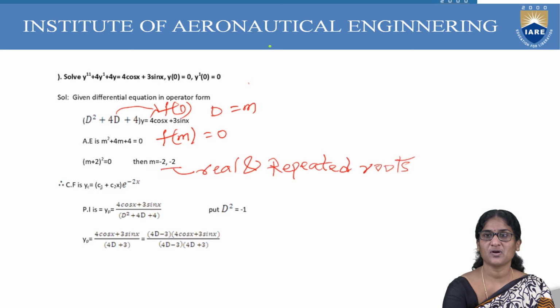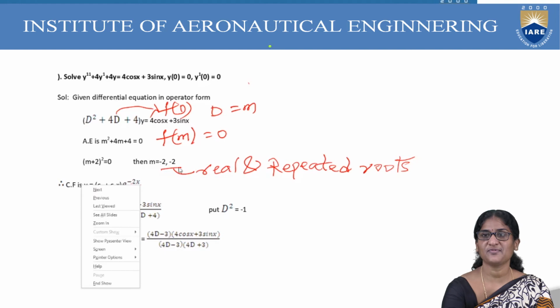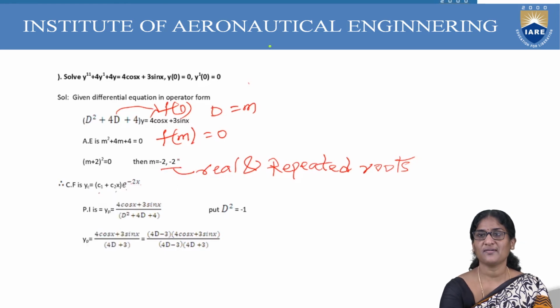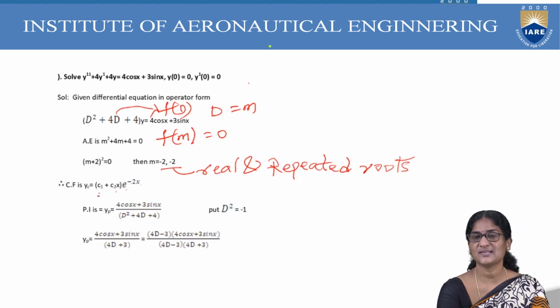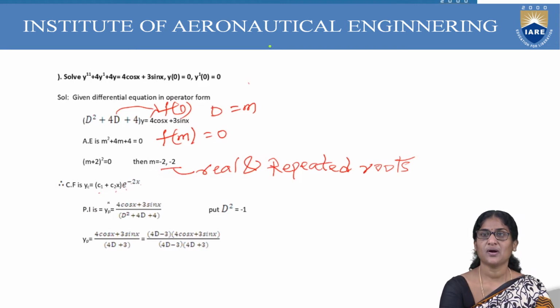Now, how to find the complementary function? It is c1 plus c2x, e power minus 2x. Suppose if you have one more root minus 2 here, then it is c1 plus c2x plus c3x square, e power minus 2x. We have discussed all these in the previous sections. You can see them if you have any doubts. That is the method of finding the complementary function. Okay. So yc is equal to c1 plus c2x, e power minus 2x. Now put it as number 1.